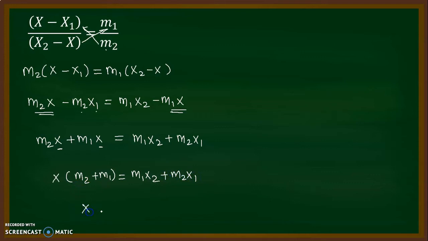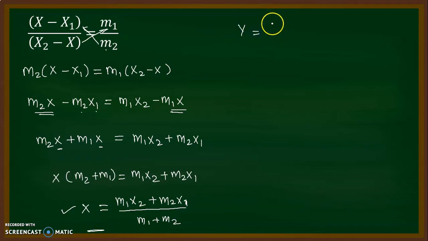So here we will find out the value of x. So x is equal to m1x2 plus m2x1 divided by m1 plus m2. So this is how we find out the x coordinate. And in the same way we can find out the y coordinate. So the y coordinate will be equal to m1y2 plus m2y1 divided by m1 plus m2. So these two formulas are known as the section formula.